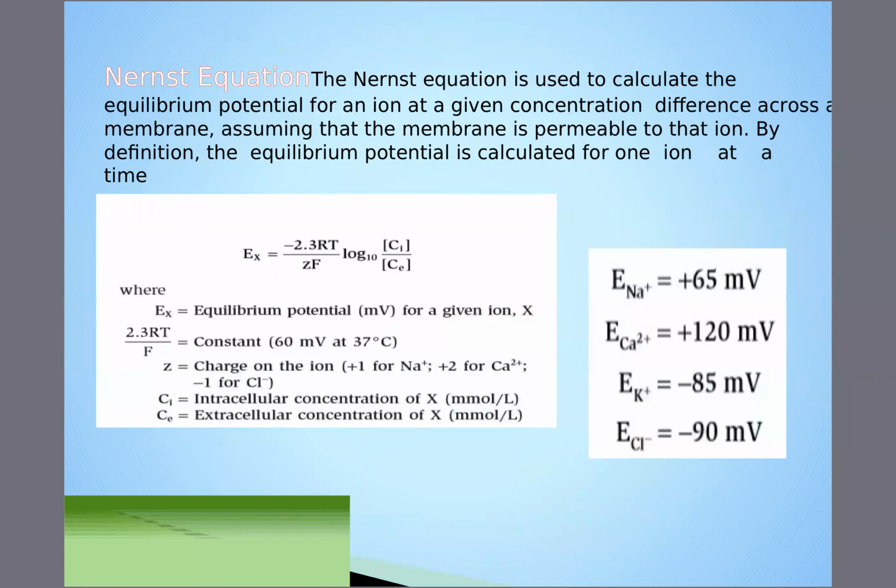The Nernst equation is used to calculate the equilibrium potential for an ion at a given concentration difference across the membrane, assuming that the membrane is permeable to that ion, whether potassium, sodium or calcium. By definition, the equilibrium potential is calculated for one ion as follows. We have its equation, and we need to look at it and see how it is derived. Next slide. Doctor, do we need to memorize these? No, these equations are not for memorization, only to look at them to know how they were derived. Next slide.